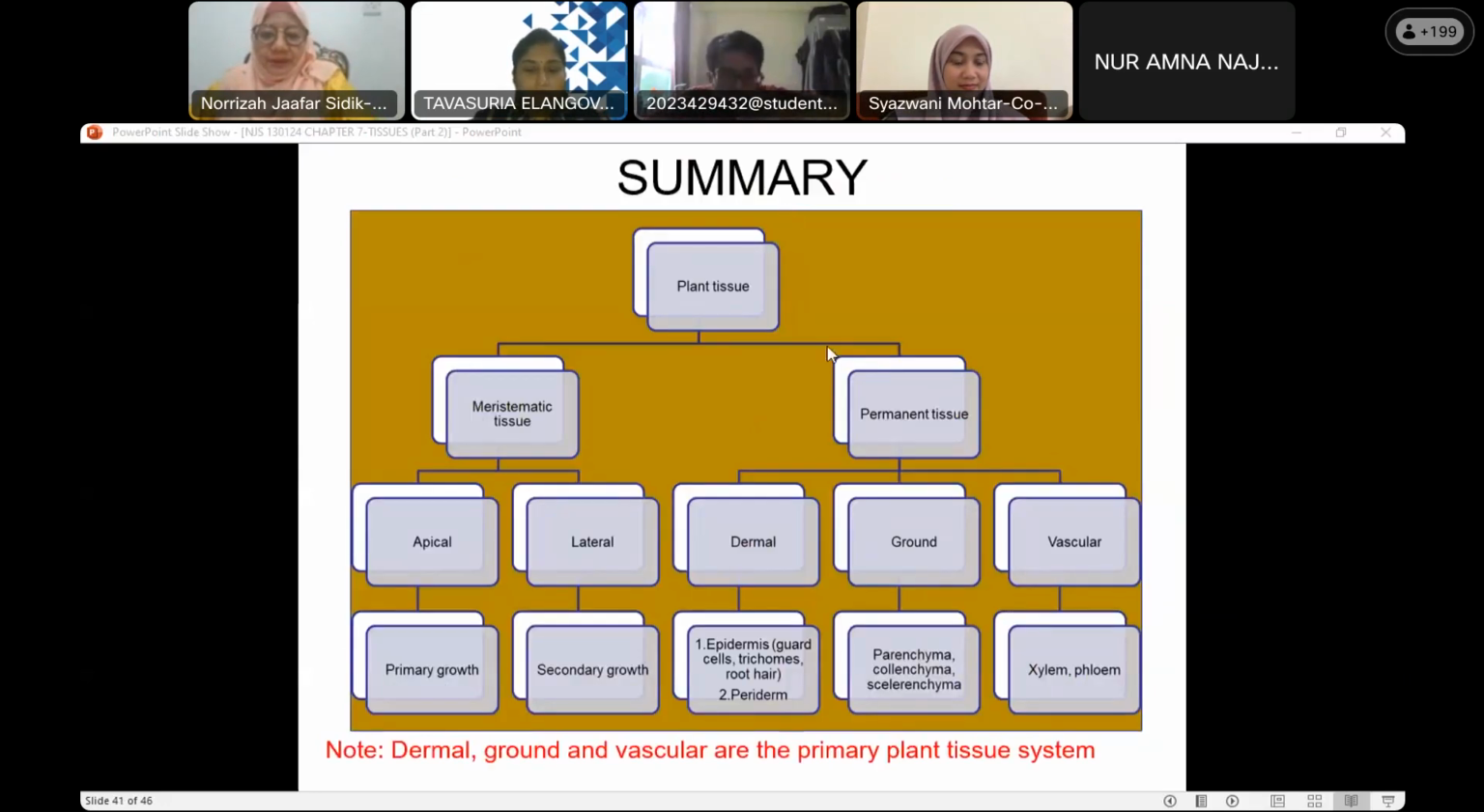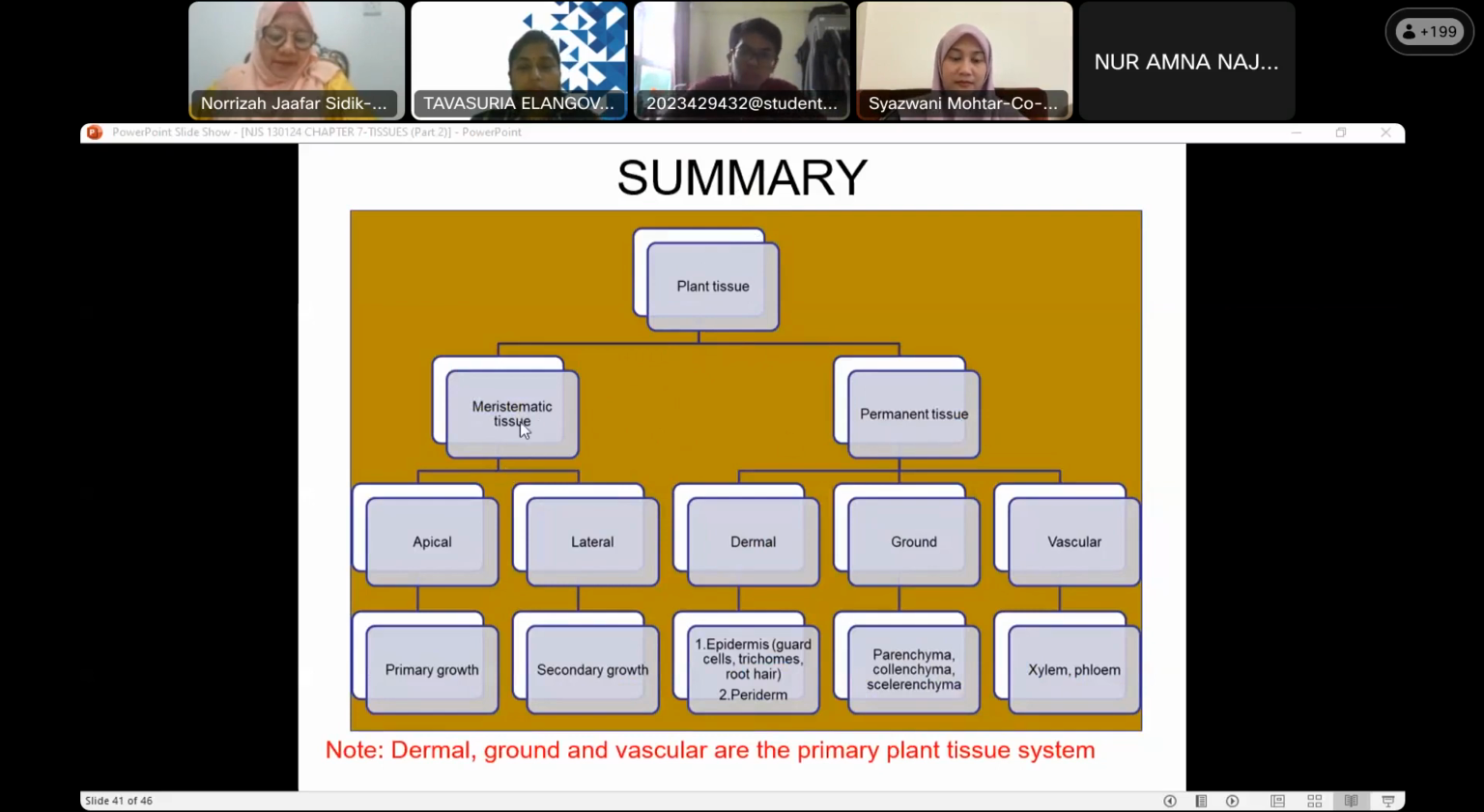All right, so I've summarized the lectures again. Plant tissues can be categorized into two main tissues. One is the meristematic tissues. The other one is the permanent tissues.